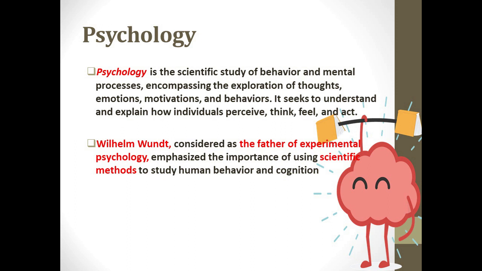The second point emphasizes Wilhelm Wundt. I think I already told you about him. He is considered the father of experimental psychology, and he emphasized the importance of using scientific methods to study human behavior and cognition. Now, within the field of psychology, there are various branches or specialized areas that focus on different aspects. One of these branches is called educational psychology. Now we are moving to that one.